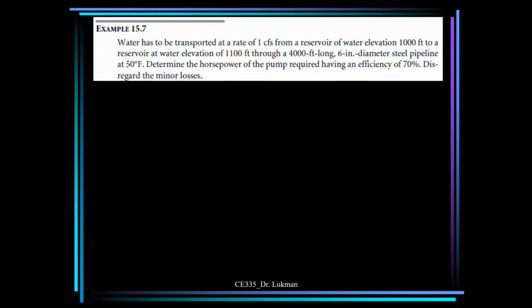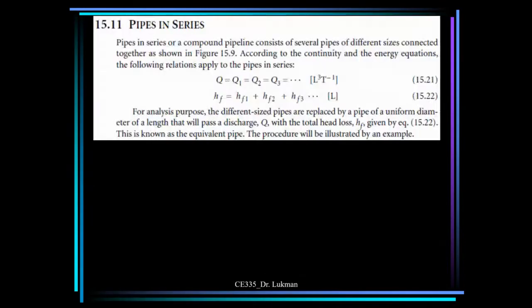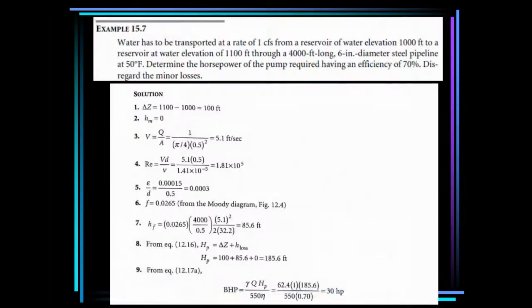Here, water has to be transported at a rate of 1 cubic feet per second from a reservoir of water elevation 1000 to a reservoir of elevation 1010 feet through a 4,000 feet long, 6-inch diameter steel pipeline at 50 degrees Fahrenheit. Determine the horsepower of the pump required, having an efficiency of 70%. Disregard the minor losses.